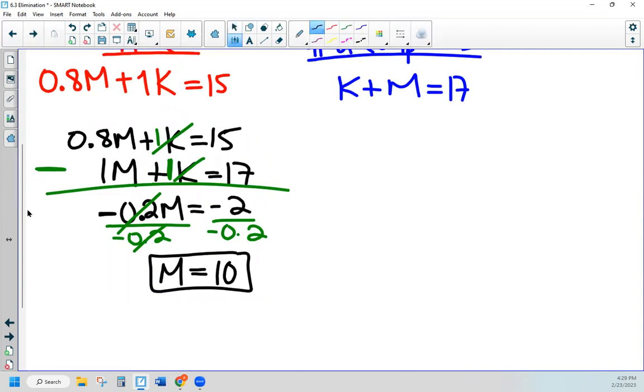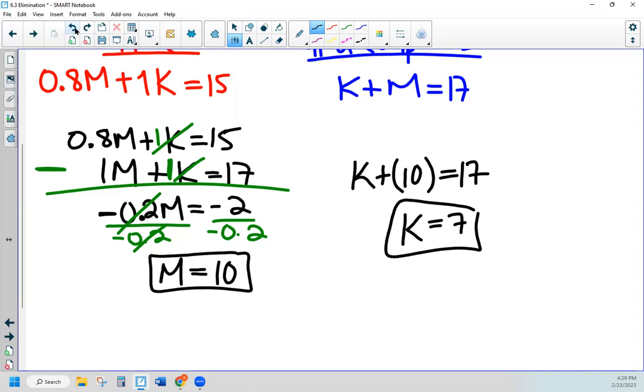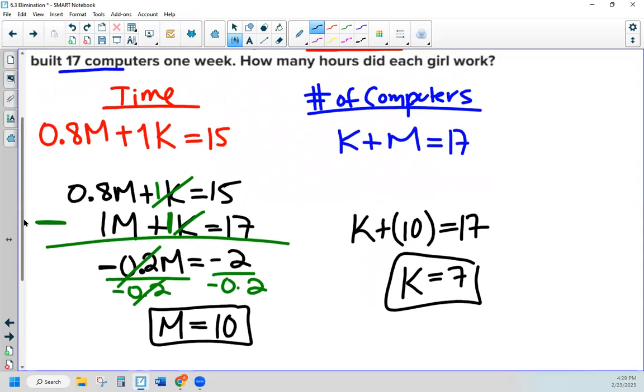What do we do now? Well, we go back to one of our originals, which we have the options right here and right here, or just in red and blue. And we say, where do we want to plug 10 so we can get k? Well, look at this one. This one's so easy. This one's the easiest one. We know that Kara plus May, which is now 10, equals 17. Well, what does k have to be so it equals 17? That number is 7. And there you have it. And that right there is a solution of the system of equations that we created.